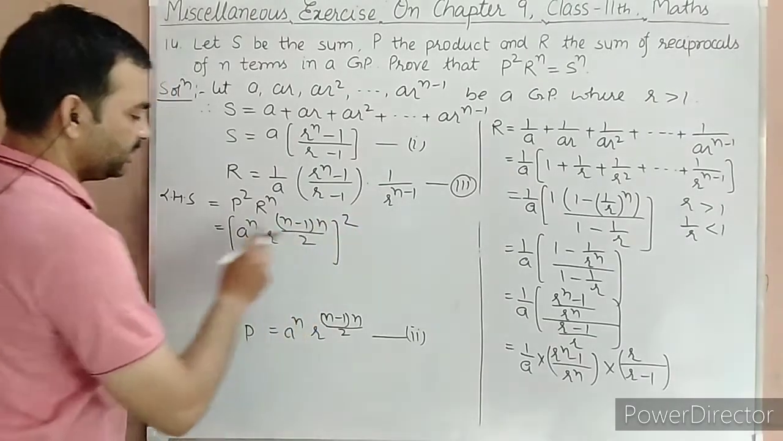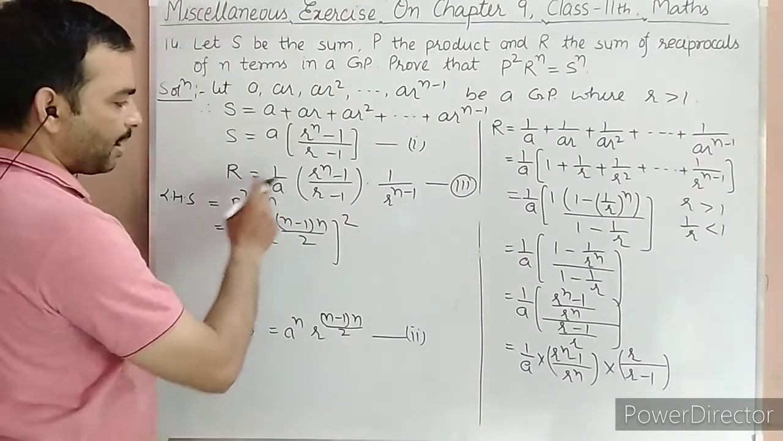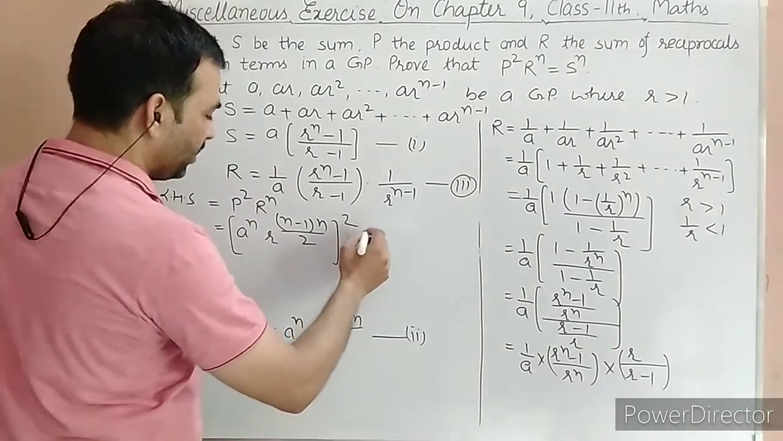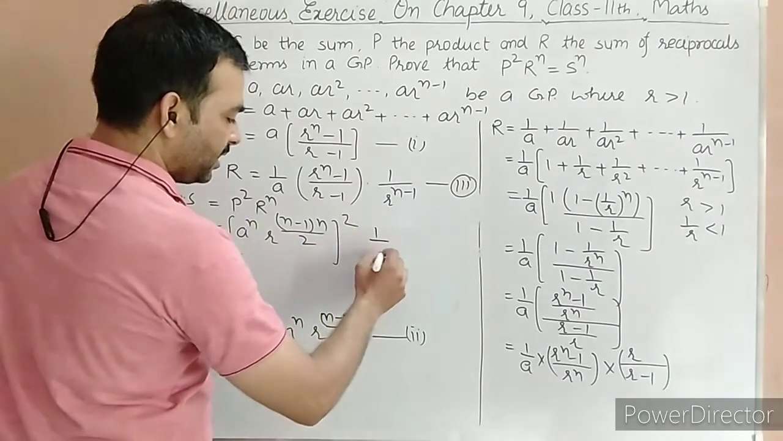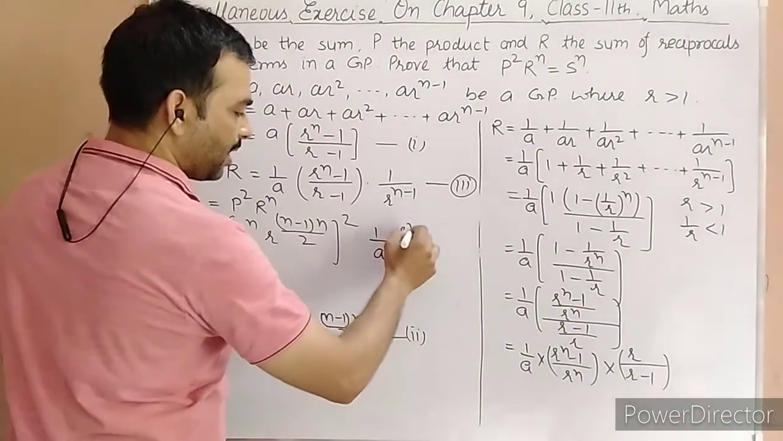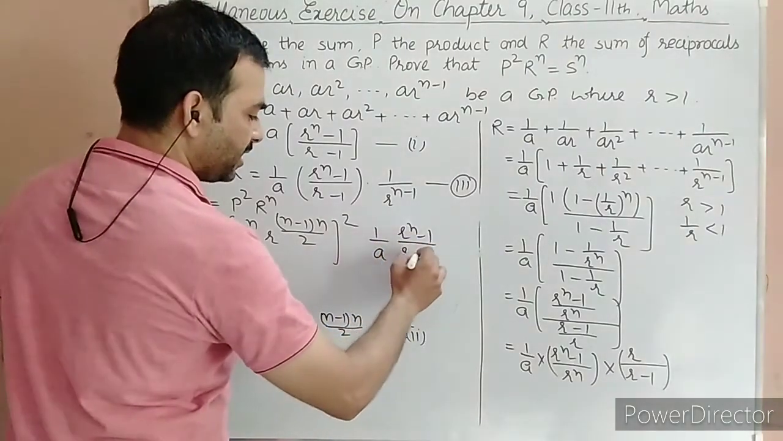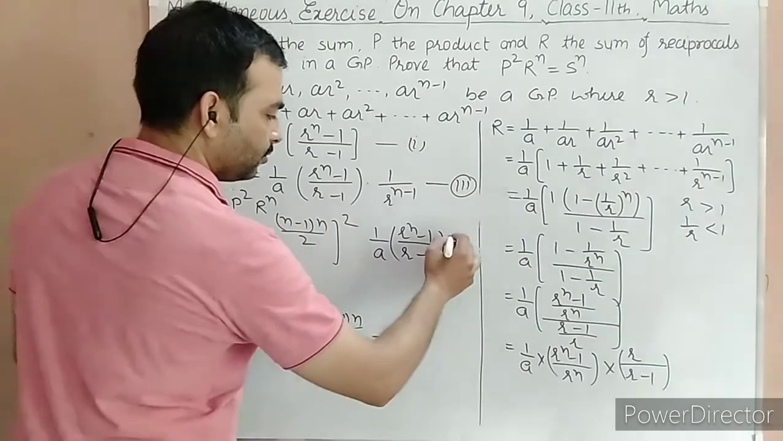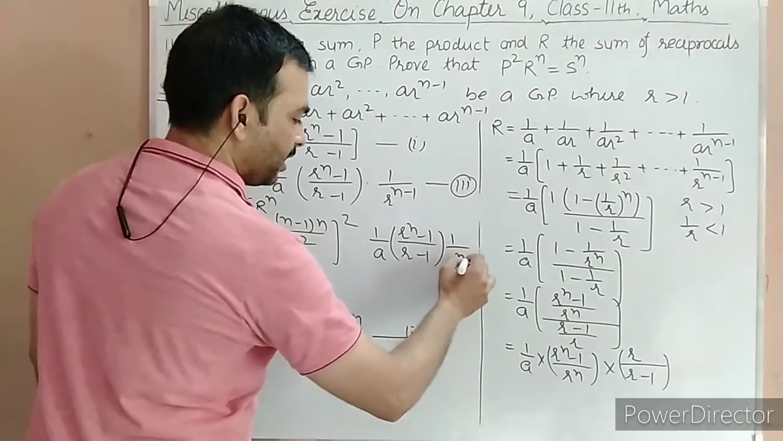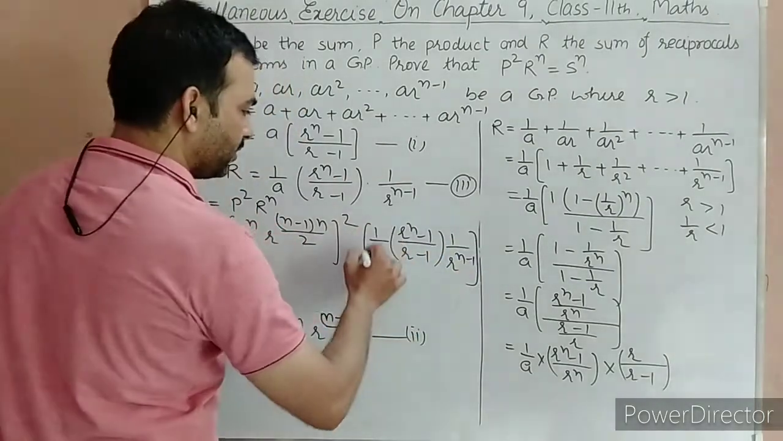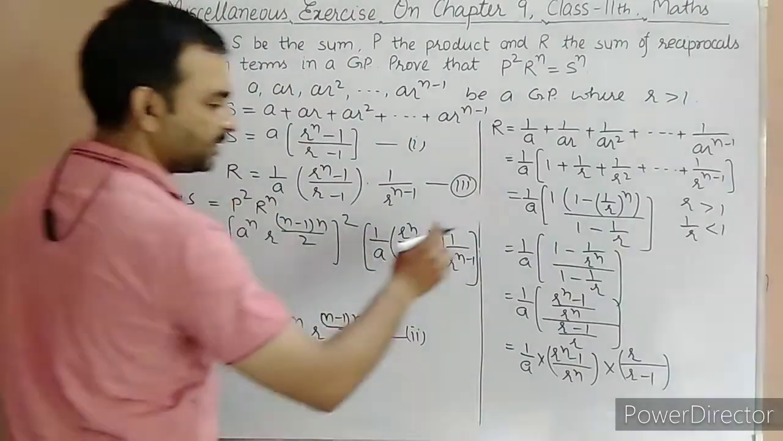This is P square. And R power n means multiply by 1 by a, (r power n minus 1) divided by (r minus 1), 1 upon r power n minus 1, whole power, what? Whole power is n.